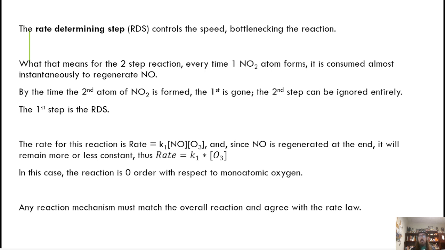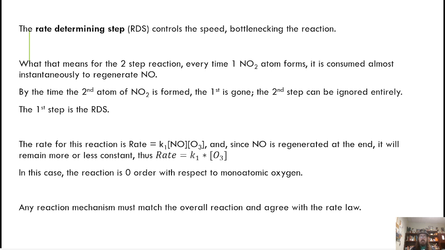So the rate determining step always controls the speed. It is the bottleneck of the reaction. What that means is, like in a 2-step reaction, every time an NO2 forms, it is almost instantly consumed and it regenerates the NO again. So by the time the second atom of NO2 can be formed, the first NO2 has already gone. And if the bottleneck occurs early, we ignore all of the later steps from the overall rate law.